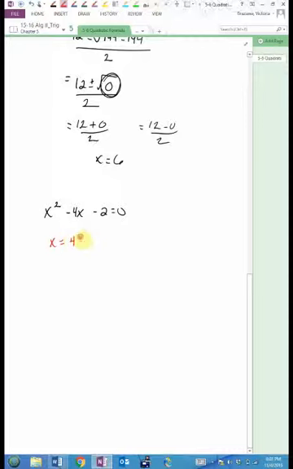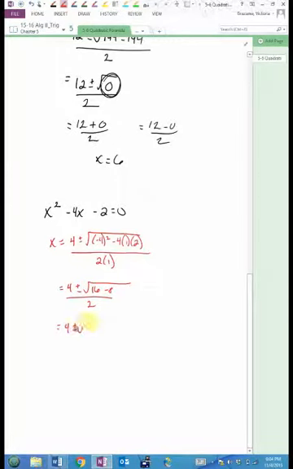So opposite b plus or minus the square root of b squared minus 4 times a times c, all over 2 times a, 2 times 1 in this case. So 4 plus or minus, negative 4 squared is positive 16, and then minus 8, over 2. Okay, so I got a positive number here, so that means we have real solutions. So the graph will cross the x-axis twice.